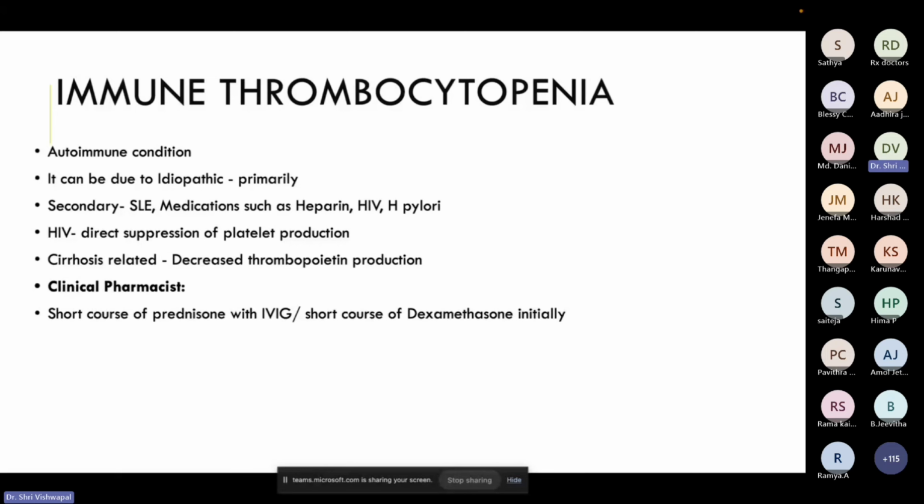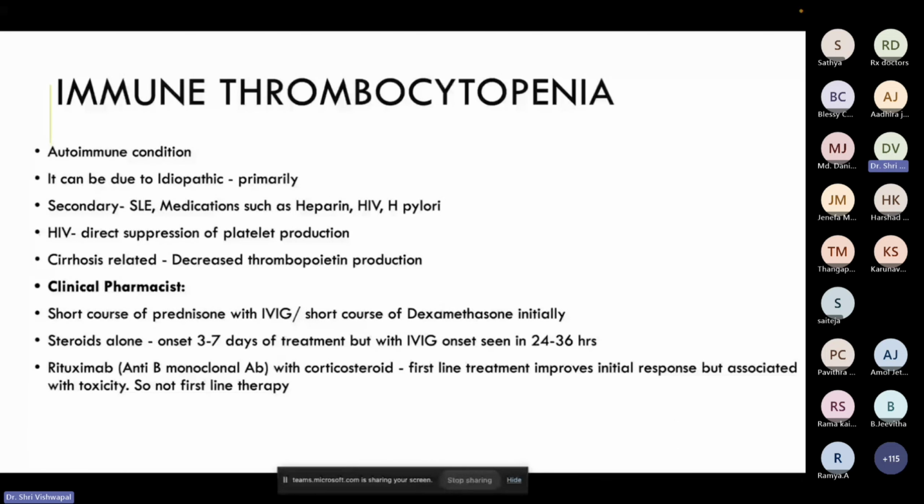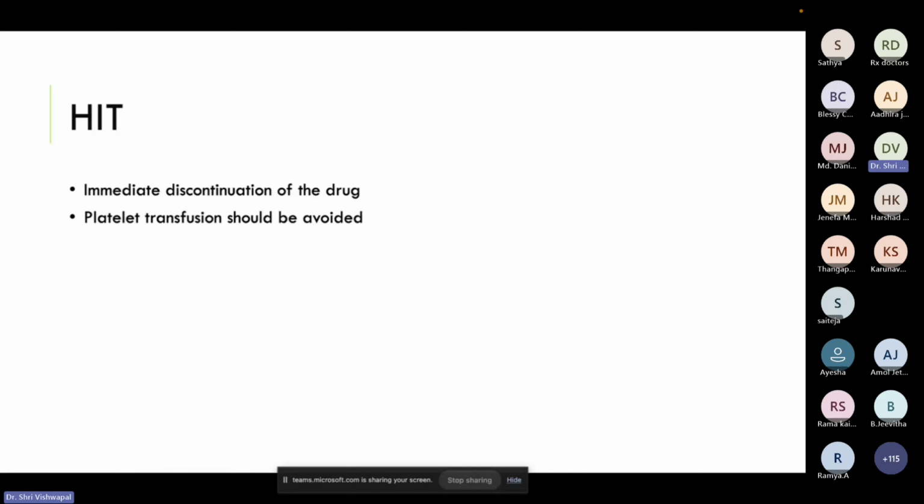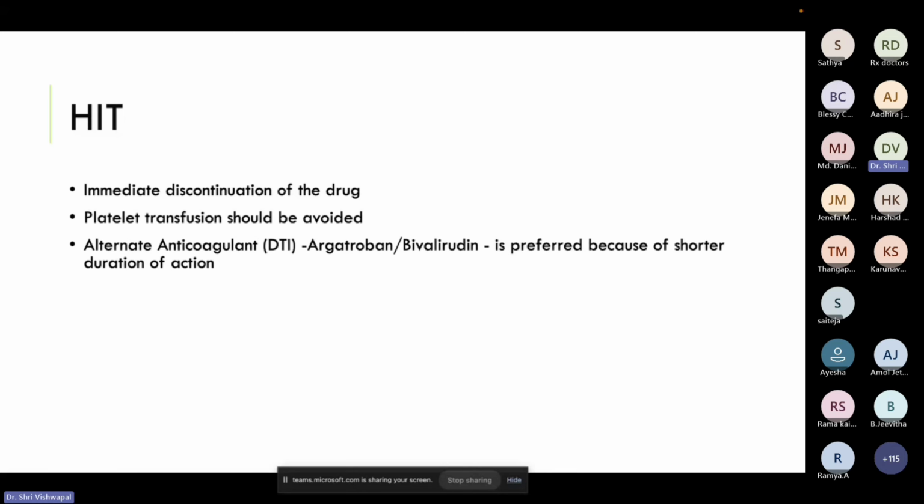So we would have come across HIT, that is heparin induced thrombocytopenia. This can be either immune or non-immune. In case of an immune condition, whatever the condition is, if it is because of heparin, you have to discontinue the drug immediately, and platelet transfusion should be avoided because it can also lead to clotting. Alternative anticoagulants like argatroban or bivalirudin can be preferred, or if that is costlier, you can move on with fondaparinux.